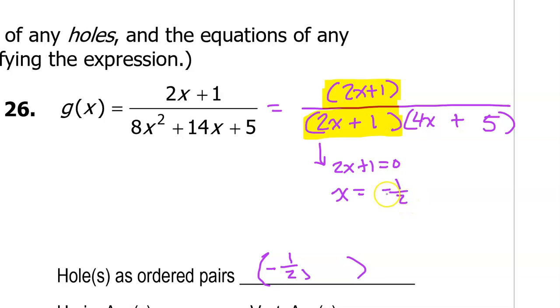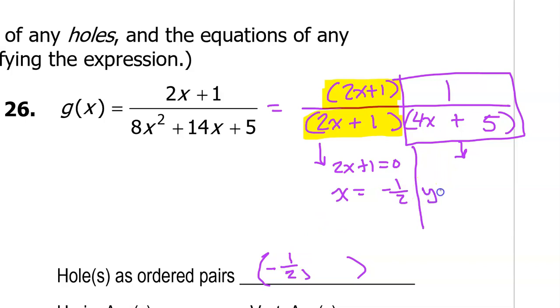Now I need to find the y value. Well, the y value is going to be what we get if we plug in the x value into what's left of the function after you cancel out the 2x plus 1s. So if I take this, and now I know that my x value is negative 1/2, so my y value is going to be 1 over 4 times negative 1/2 plus 5. Okay, this will give me the y value.